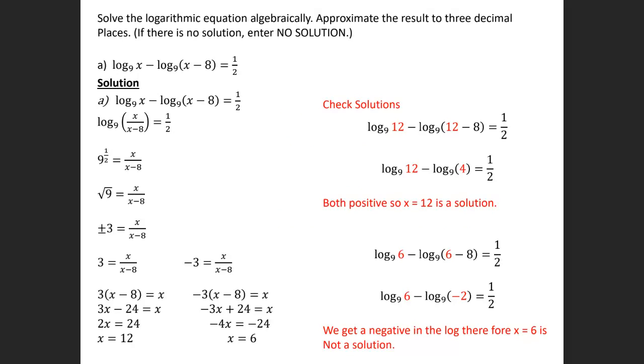So if you see here, when we use x equal to 12, nothing's wrong. We have log base 9 of 12 minus log base 9 of 12 minus 8, which gives me 4. So this one is doable. But look what happens when you use x equals 6. If we use x equals 6 on the second log, 6 minus 8 will give me a negative number. Again, this will give us an error. So x equals 6 is not a solution. So the only answer that we're going to have for this one is x equals 12.